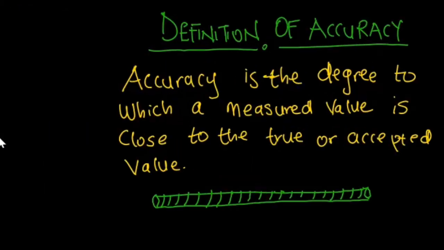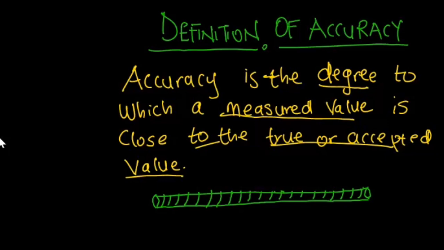So by way of beginning this video, I'm going to provide you with a definition of accuracy. And what is accuracy? Accuracy is simply the degree, emphasis on the word degree, to which a measured value is close to the true or the accepted value. Now what does that mean? It simply means how close the value you have obtained by measurement is to what is actually true.